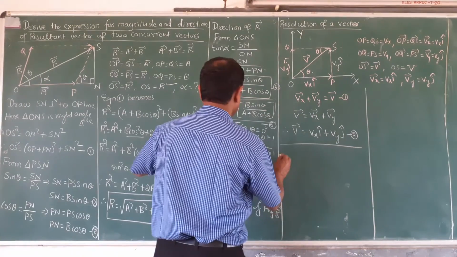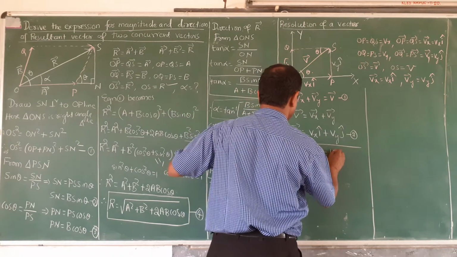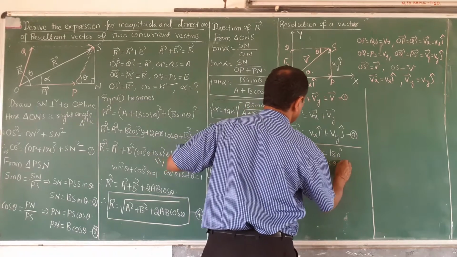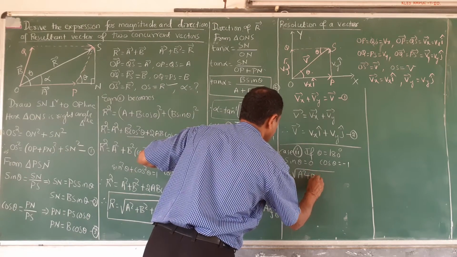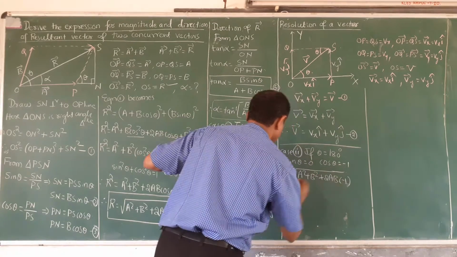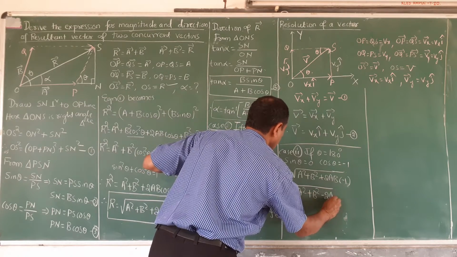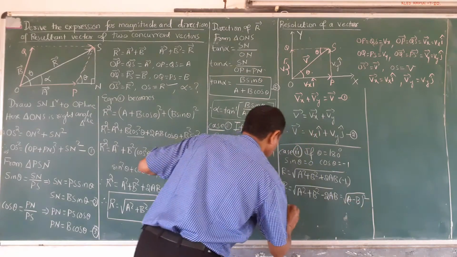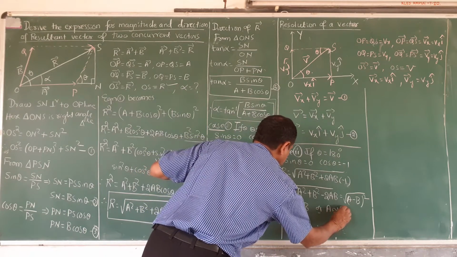Case 2. If theta is equal to 180 degree, sin theta is equal to 0, cos theta is equal to minus 1, then R is equal to under root of A square plus B square plus 2AB times minus 1. This is R is equal to under root of A square plus B square minus 2AB. This is equal to under root of A minus B whole square. So R is equal to A minus B, or the difference of A and B.